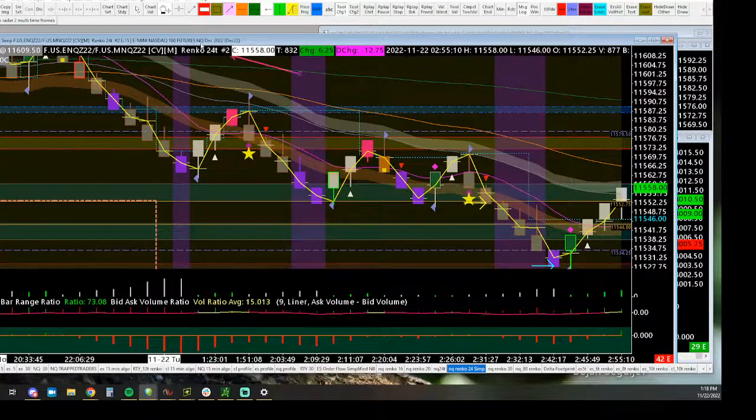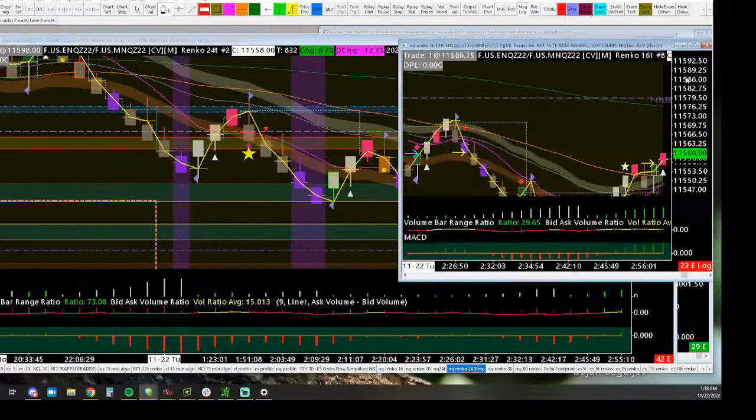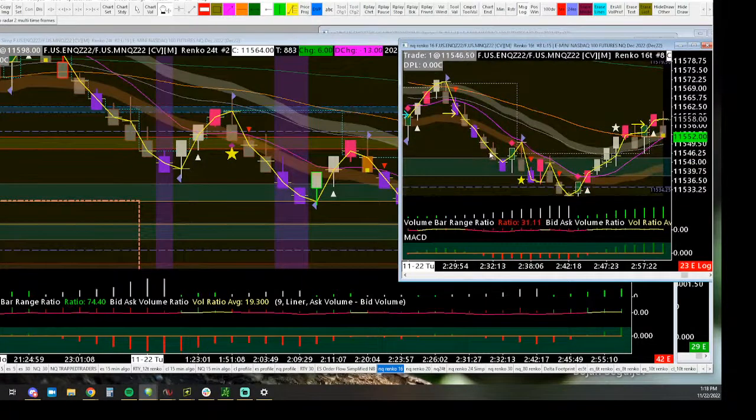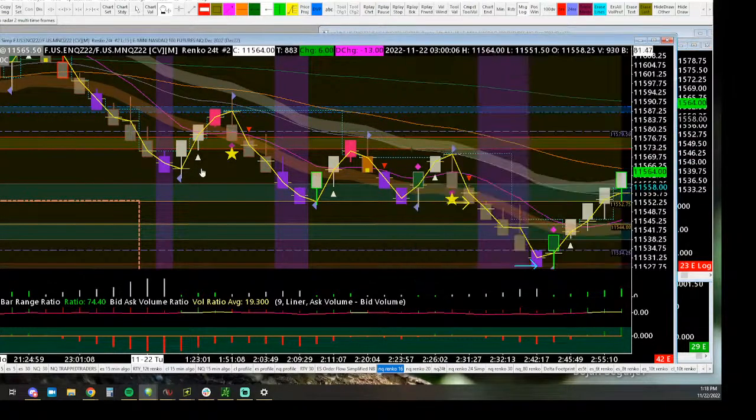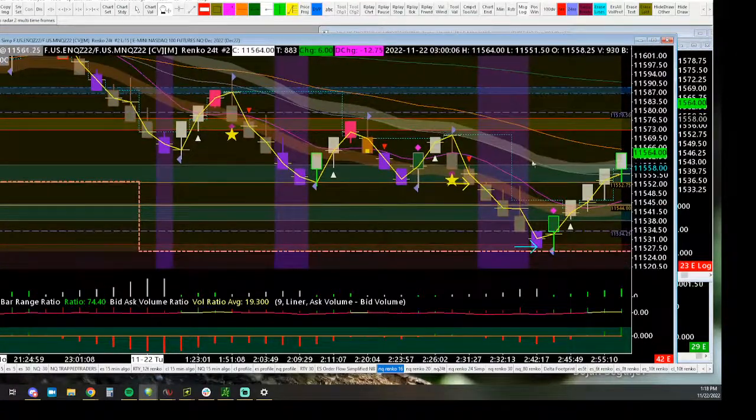So you can change the size of each bar, of how much range you need the market to move to print a bar, and that will change the speed the bars are printed, and give you more bars or less bars. So for instance, this is an example of a 16 tick Renko chart, so it'll have more bars, but it's looking at the same price action here.